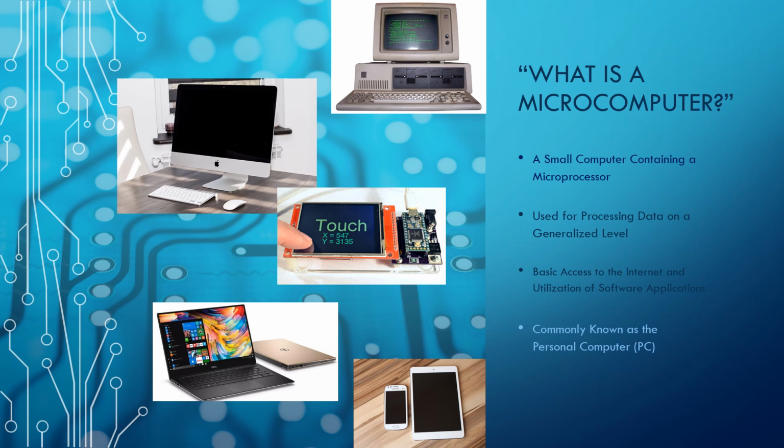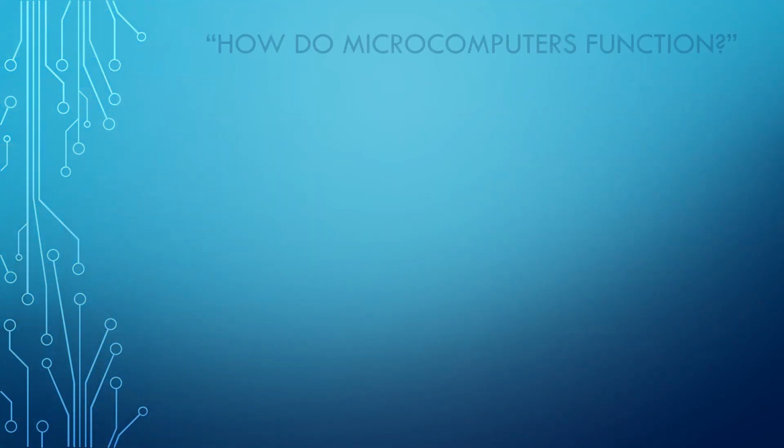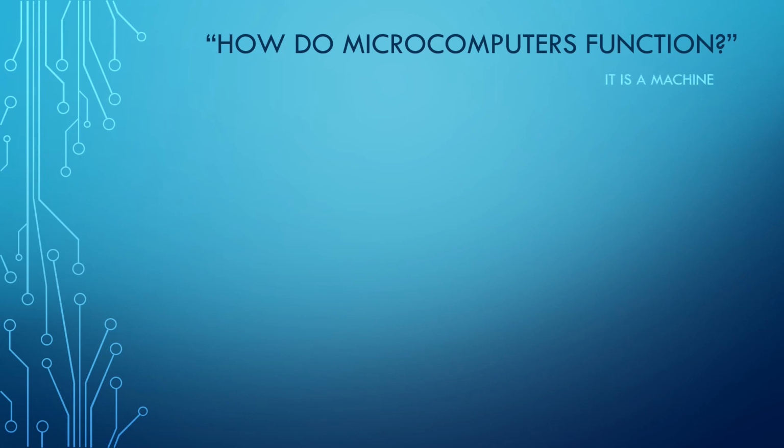So let's talk about some of their componentry and some of the various functions. How do they work? Now, first and foremost, it's important to remember that a microcomputer is just a machine. It's a machine with a specific purpose, a specific function, and it needs to carry out those functions. And it does this via what's called a machine cycle. We'll get more into this. It's basically an input of information and an output of information. So there's two sides of it.